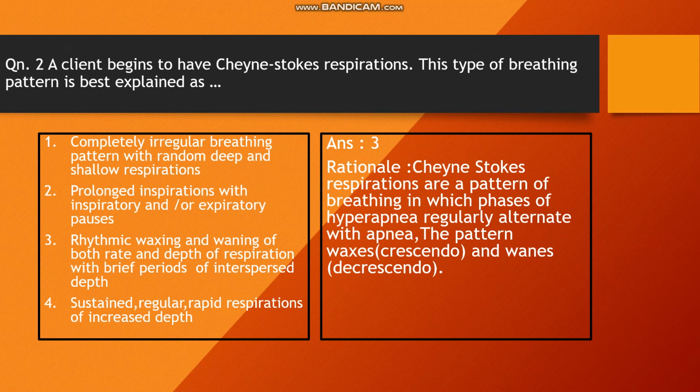Question number 2. A client begins to have Cheyne-Stokes respirations. This type of breathing pattern is best explained as completely irregular breathing pattern with random deep and shallow respirations, prolonged inspirations with inspiratory and/or expiratory pauses, rhythmic waxing and waning of both rate and depth of respiration with brief periods of apnea, sustained regular rapid respirations of increased depth. Answer is 3. Rhythmic waxing and waning of both rate and depth of respiration with brief periods of apnea.